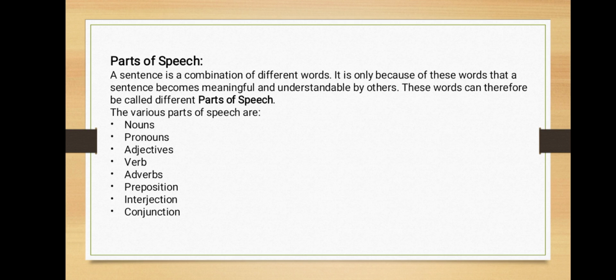First of all, as we all know what parts of speech are, but let me clear the definition for you. A sentence is a combination of different words. It is only because of these words that a sentence becomes meaningful and understandable by others. These words can therefore be called different parts of speech. The various parts of speech are, as I said before, 8: noun, pronoun, adjective, verb, adverb, preposition, interjection, and conjunction. Let me clear them one by one.